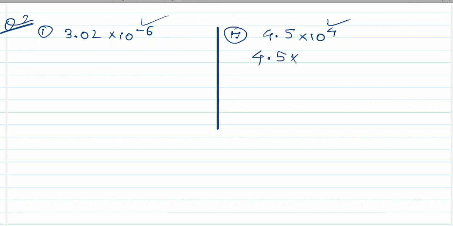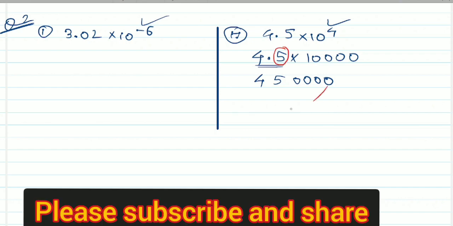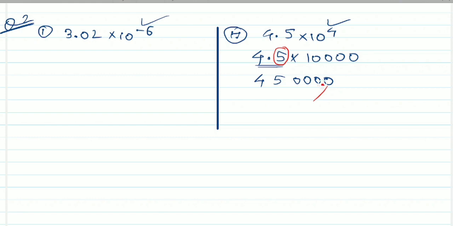It will become 4.5 into 1, 2, 3, 4 zeros. Now I am going to multiply 4, 5. I am just going to write the digits, forget about the decimal point. 4, 5 and write the 4 zeros as they are. Now, how many digits are there after the decimal point? There is only one digit after the decimal point. So, leave the one digit from the right side and give a decimal point here. So, it is nothing but 45,000. Point after point, decimal point. If you give 0 or don't give 0, it does not make any difference.